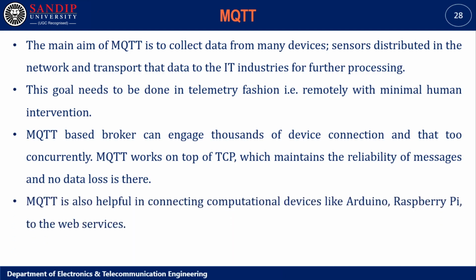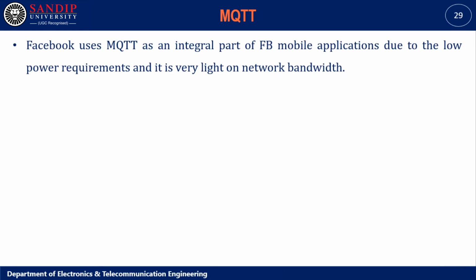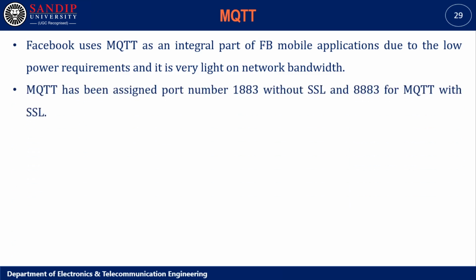MQTT is also helpful in connecting computational devices like Arduino, Raspberry Pi to the web services. Facebook uses MQTT as an integral part of FB mobile applications due to the low power requirements, and it is very light on network bandwidth. MQTT has been assigned port number 1883 without SSL and 8883 for MQTT with SSL.